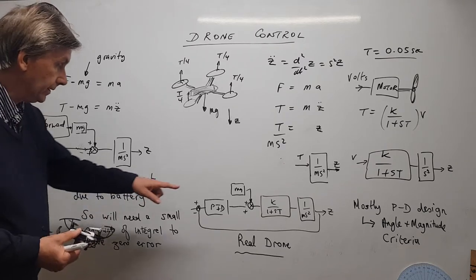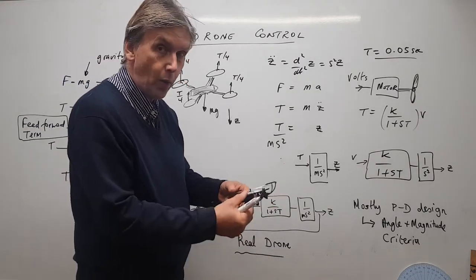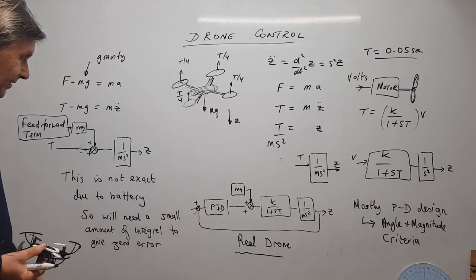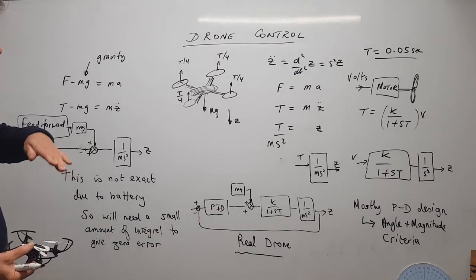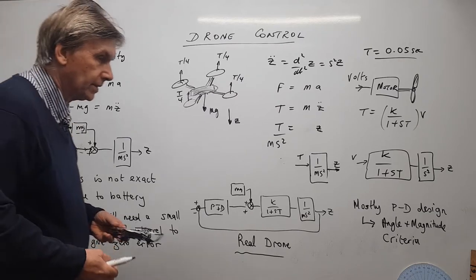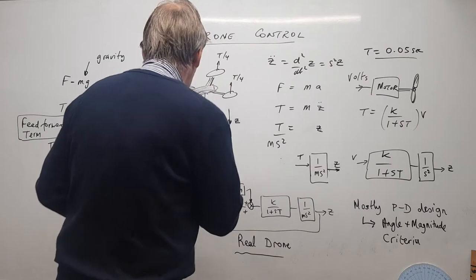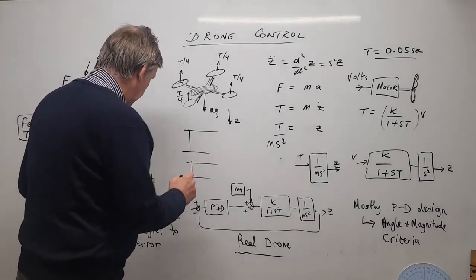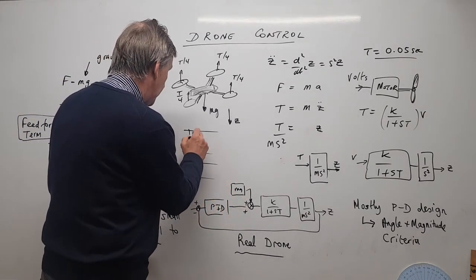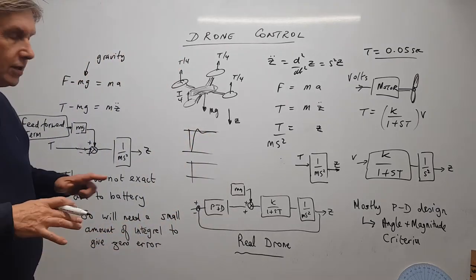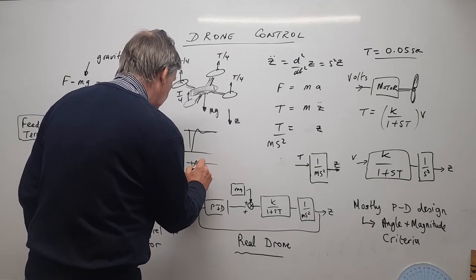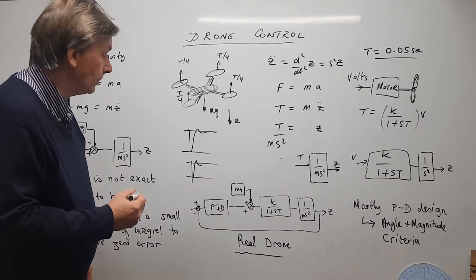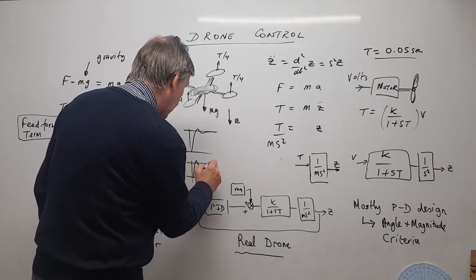Because you can't exactly balance this signal against the true weight of the helicopter or the drone, we'll need a very small amount of I just to make sure that the error in the steady state goes to zero. I've done this quite a few times, so I can do a little sketch for you. Let's say the battery's in really good condition, then this signal will be spot on and it'll just come up and do that. But say your battery's not as good, it'll come up, go down, and dawdle down there somewhere. Not much, only about 2 or 3%, but it will dawdle below the steady state, and then the I will slowly pull it up like that.